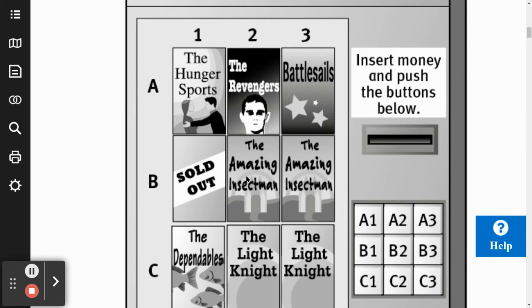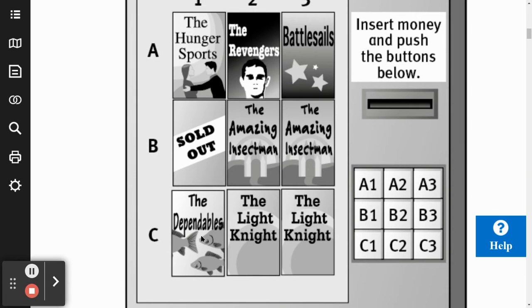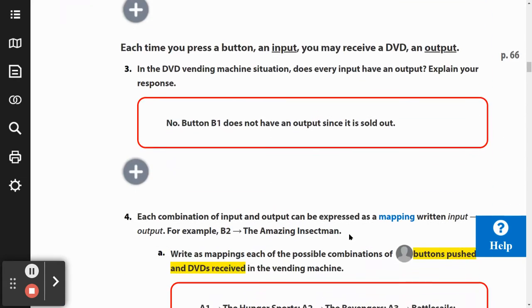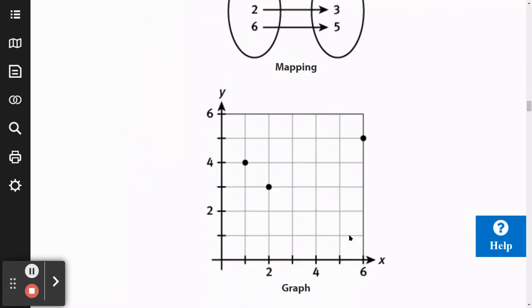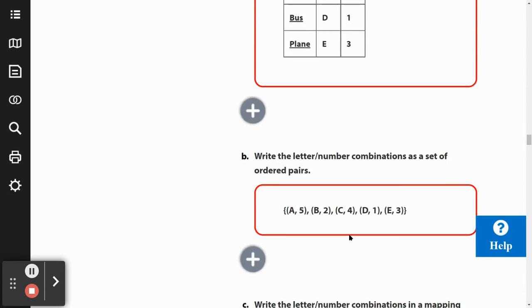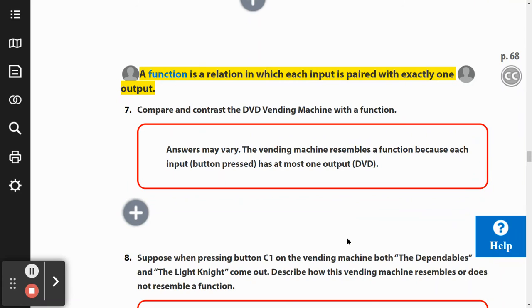Same thing. B2, I get the same. B3, Insect Man. C1, I get only the Dependables. C2, I get only the Light Knight. C3, I get only the Light Knight. So is every input paired with exactly one output? Yeah. Every input is paired with exactly one output. It resembles a function because each input, which is the button pressed, has at most one output, which is a DVD.